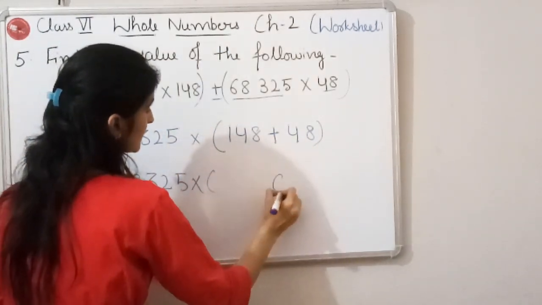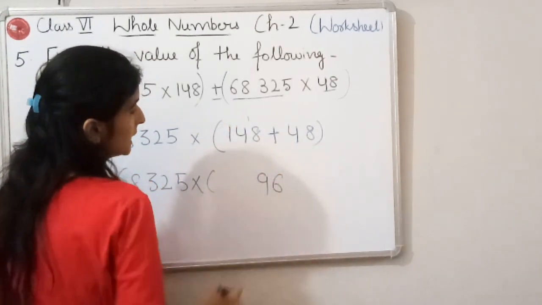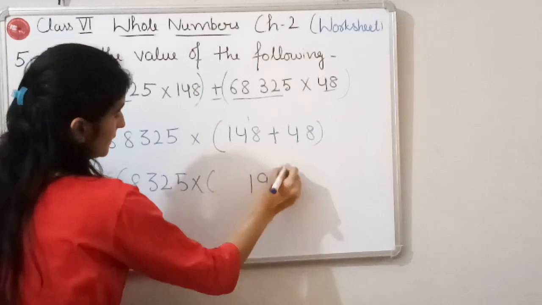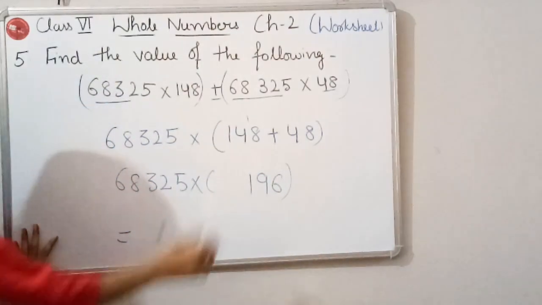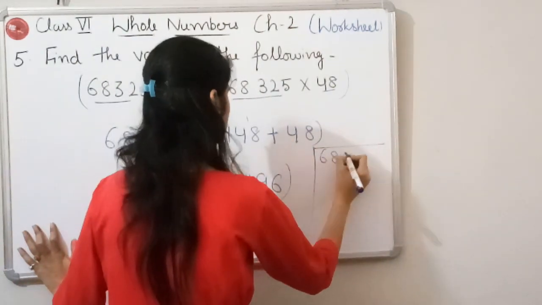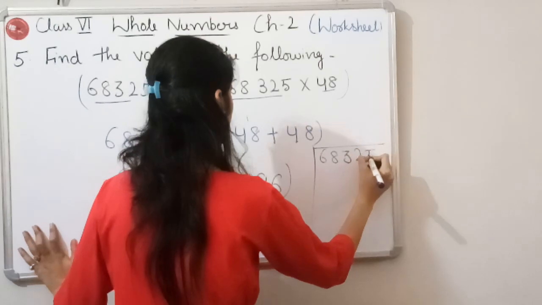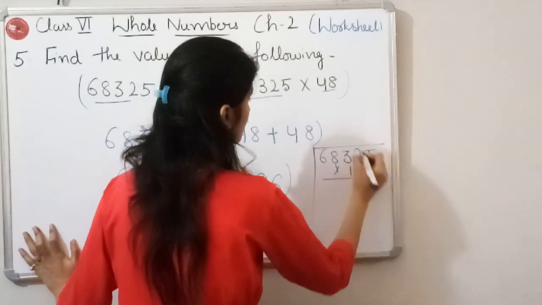8 and 8 is 16. 4 plus 1 is 5. 5 and 4 is 9 and this 1. Now we just have to multiply this by this. So I am going to show you the multiplication here. 68325 multiplied by 196. 6 5s are 30.